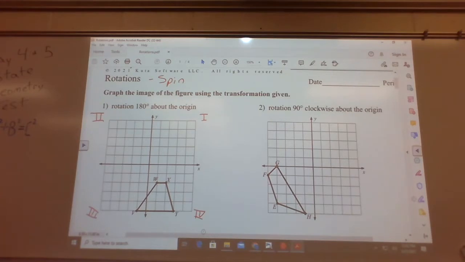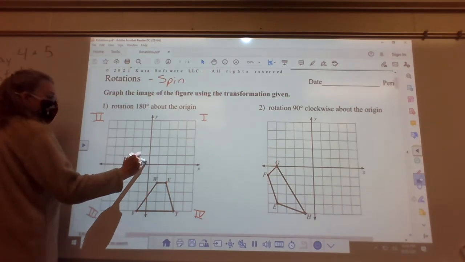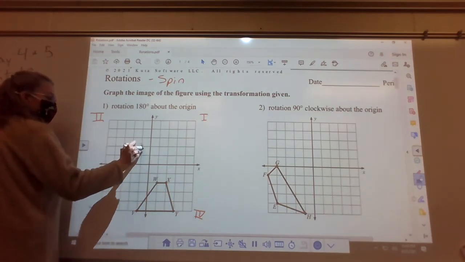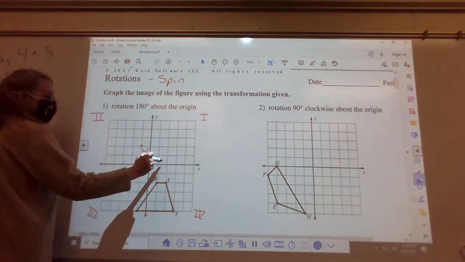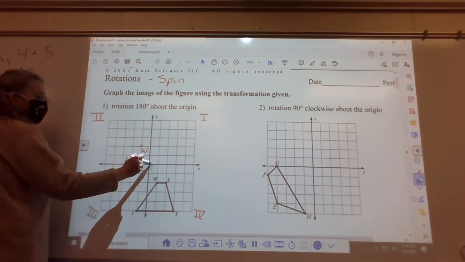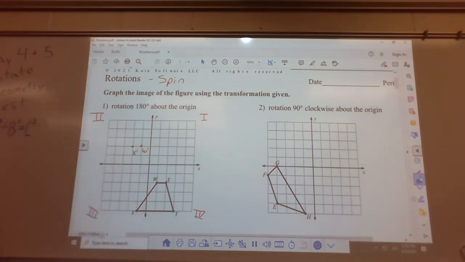Just everything's backwards. So W was right 1, down 2. So I'm going to go left 1, up 2. That's my W. X, right 2, down 2. I'm going to go left 2, up 2. So I'm just doing everything the complete opposite direction.